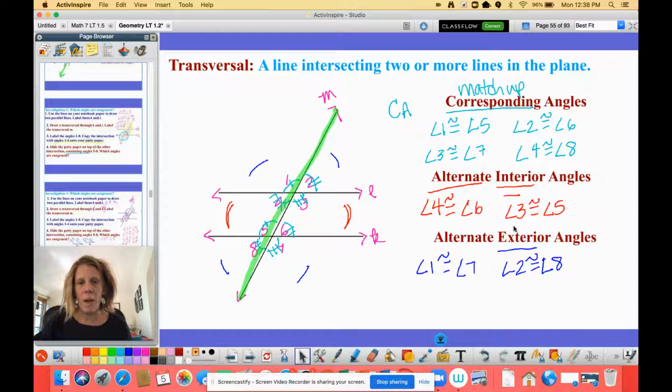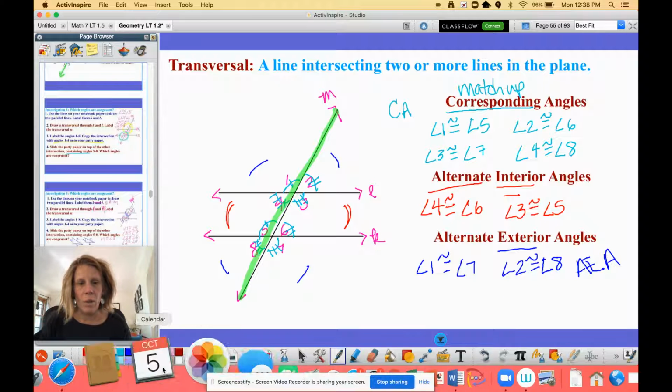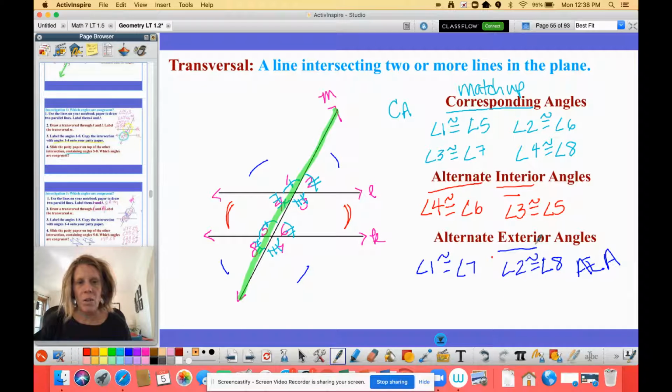Make sure that you have all of this down over here. The other thing is with alternate exterior angles, we sometimes just write that as AEA. And then with alternate interior angles, we sometimes write that as AIA when we are working on proofs.